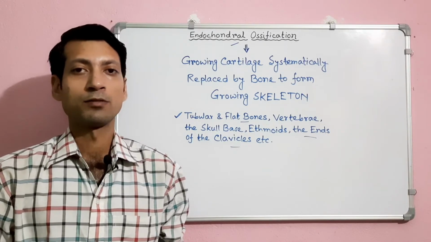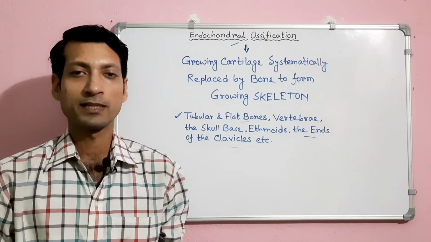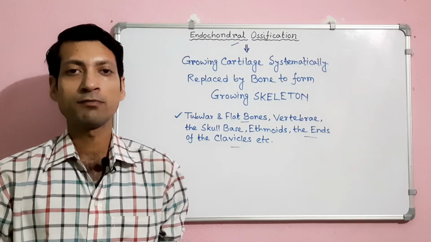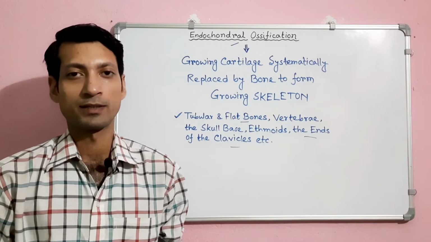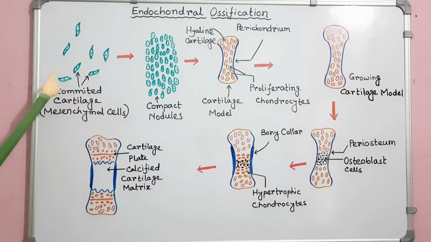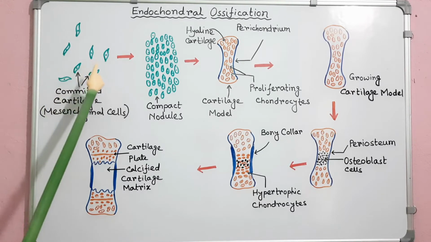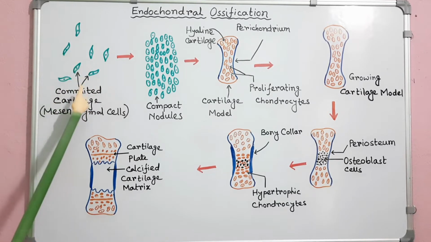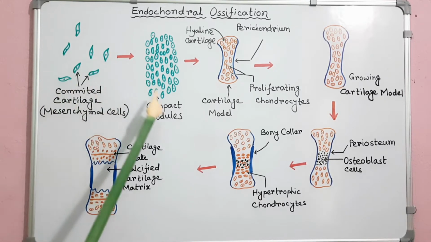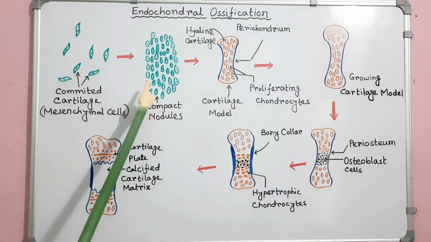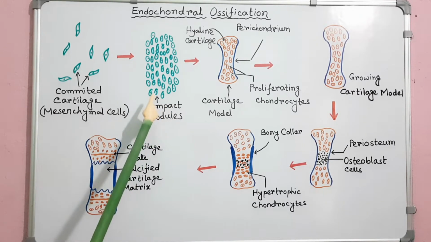So in this video, I will discuss the early stage of endochondral ossification, that is the formation of the primary ossification center in bone development. Suppose these are the mesenchymal cells which are committed to become cartilage cells or chondrocytes. These cells aggregate at the site of the future bone and condense into compact nodules.